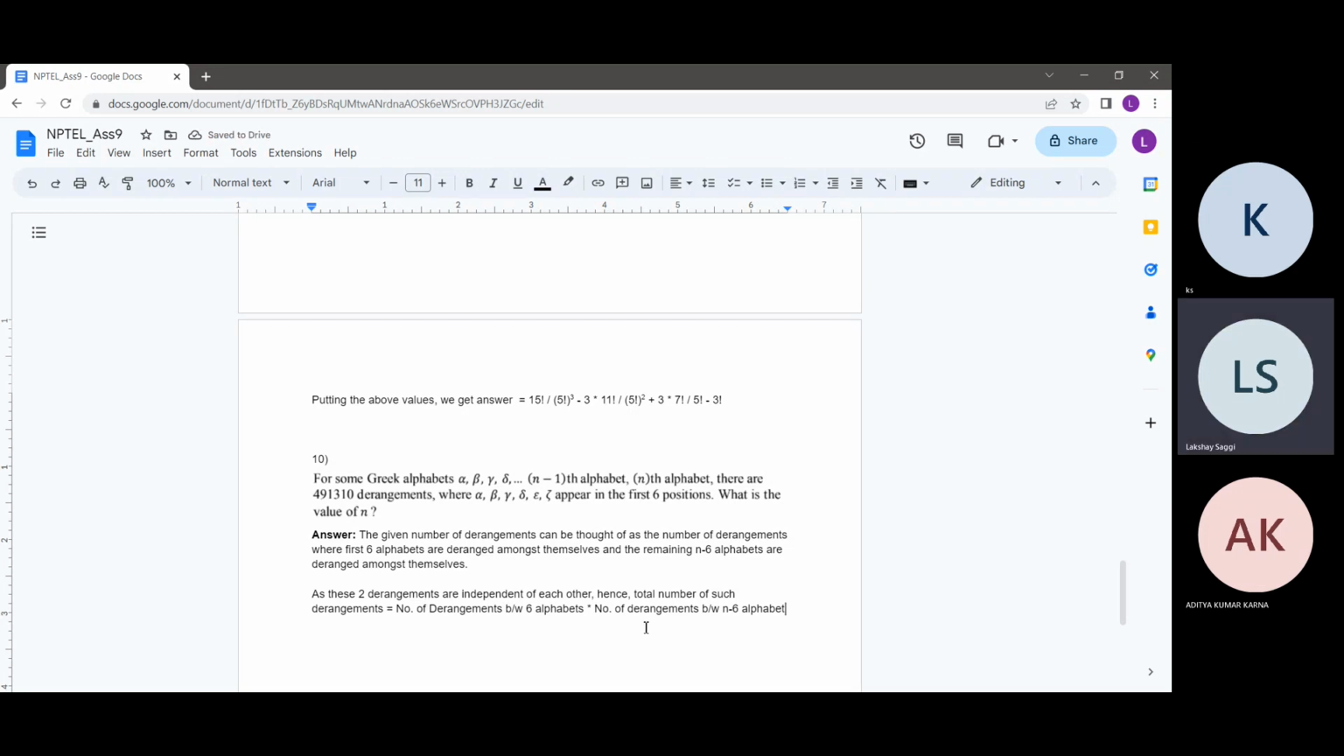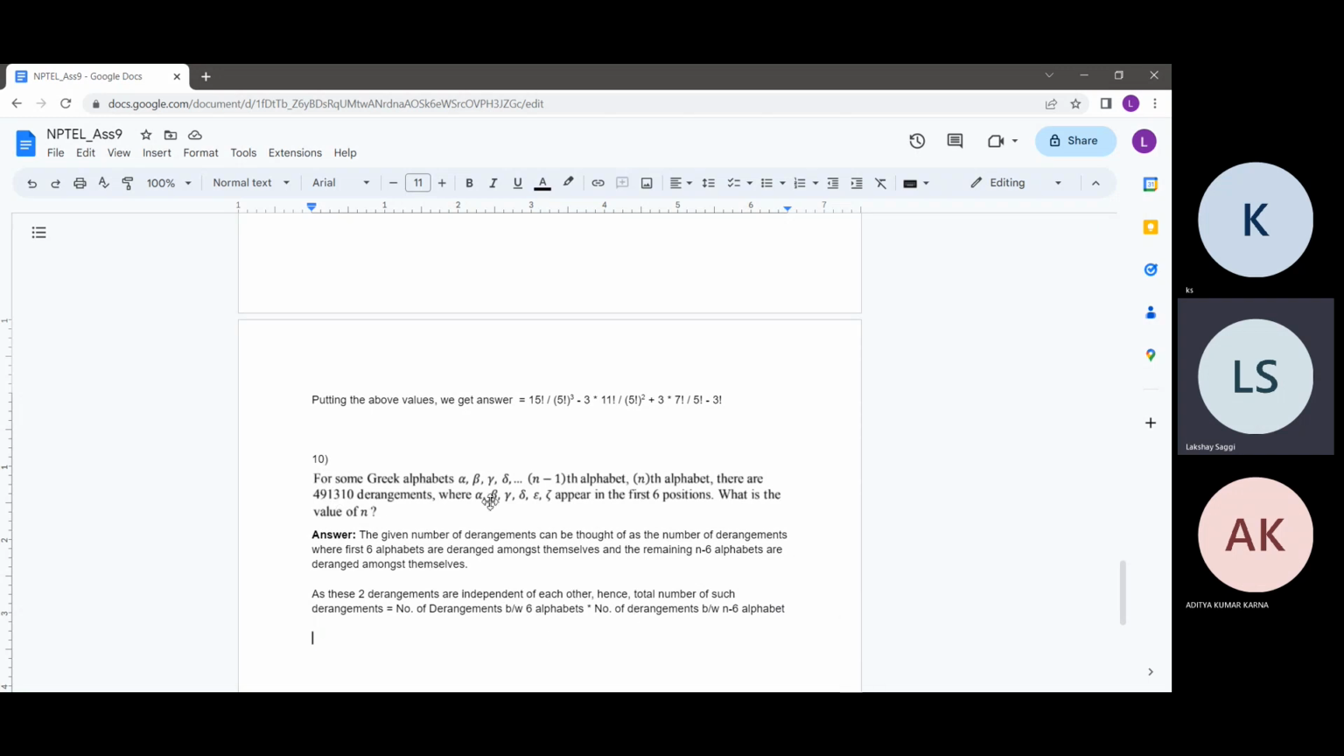Yes, so yeah, this is the basic idea, and I hope it's clear why I'm writing this product, because these n minus 6 are deranged among themselves and 6 are deranged among themselves. So these are independent of each other. So the total number of such derangements is just the product of these two.